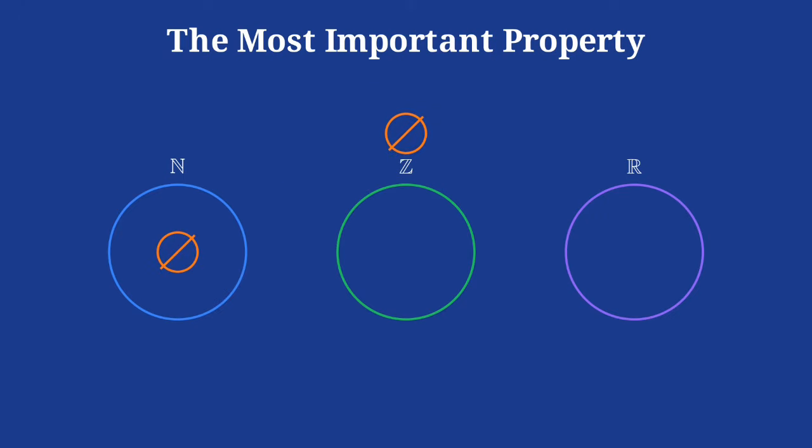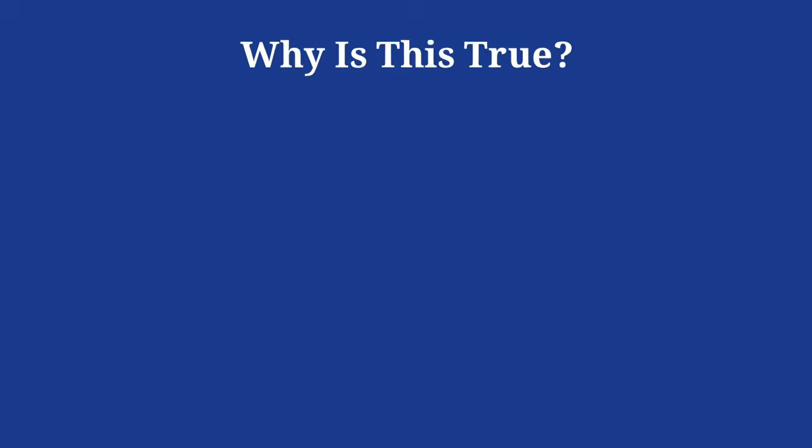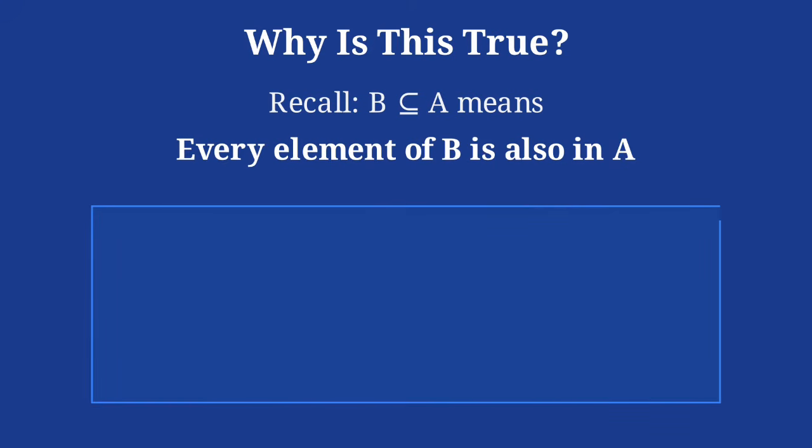But why is this true? Let's think about what it means for B to be a subset of A. It means every element of B must also be in A. So, to prove the empty set isn't a subset of A, we'd need to find an element in the empty set that's not in A.